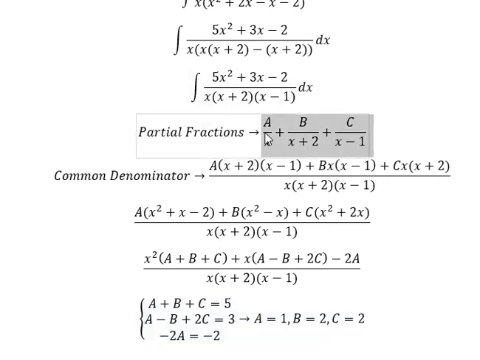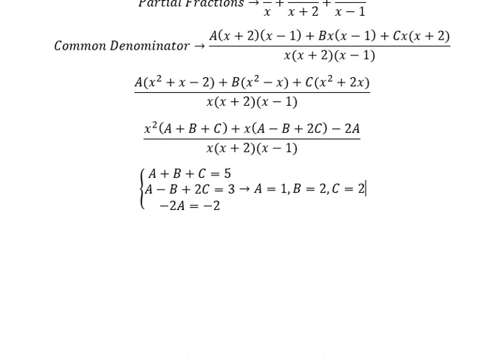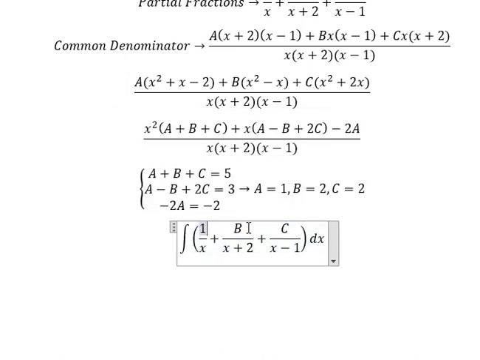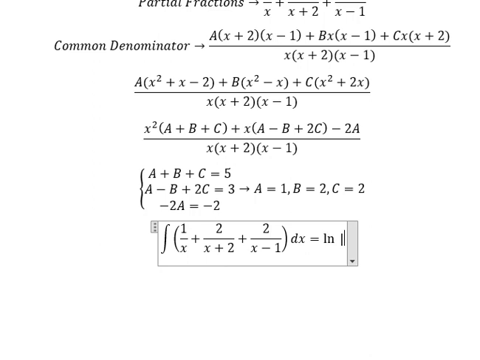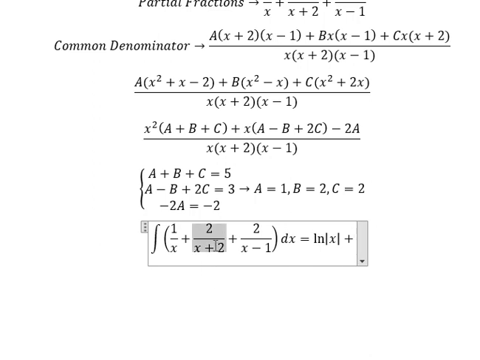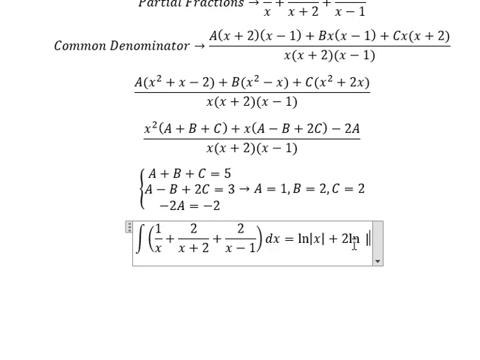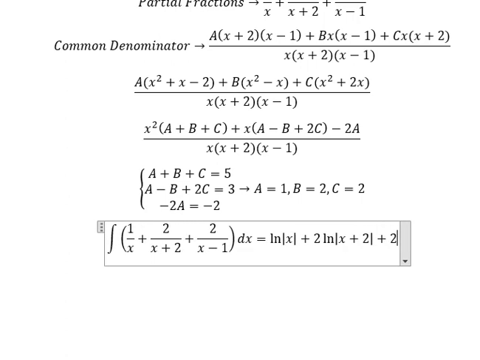And now we put the values here. So a equals 1, b equals 2, c equals 2. And now we have the final answer. The integration of 1 over s, we have ln of the absolute value of s. The integration of this one, we have 2 ln of the absolute value of s plus 2, and so on in here.